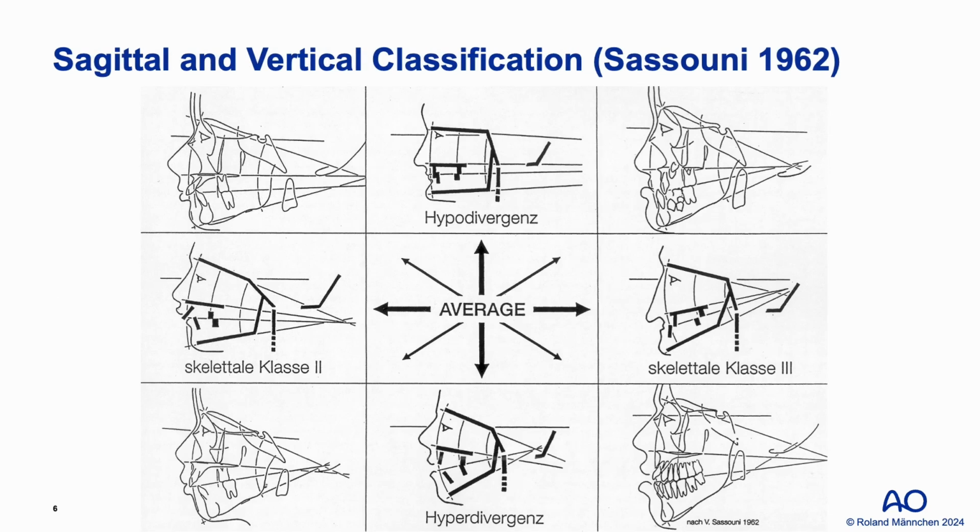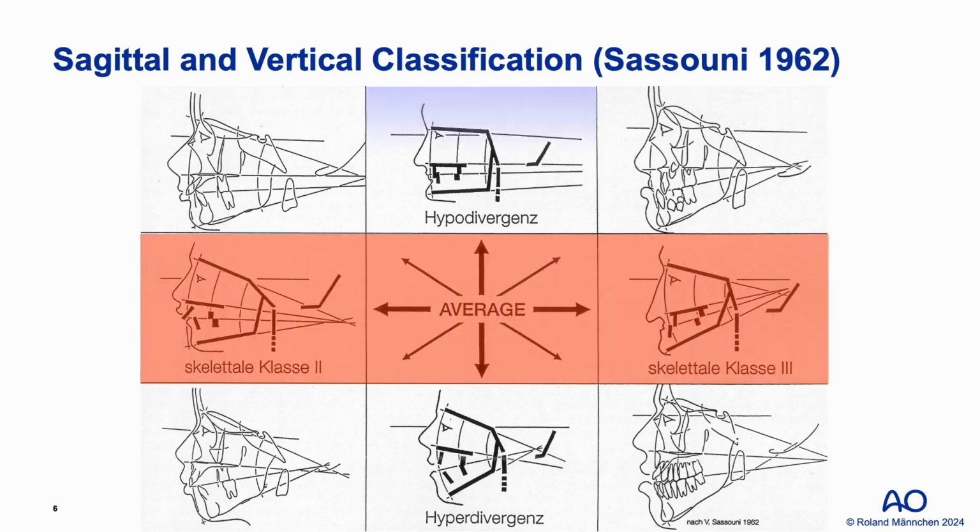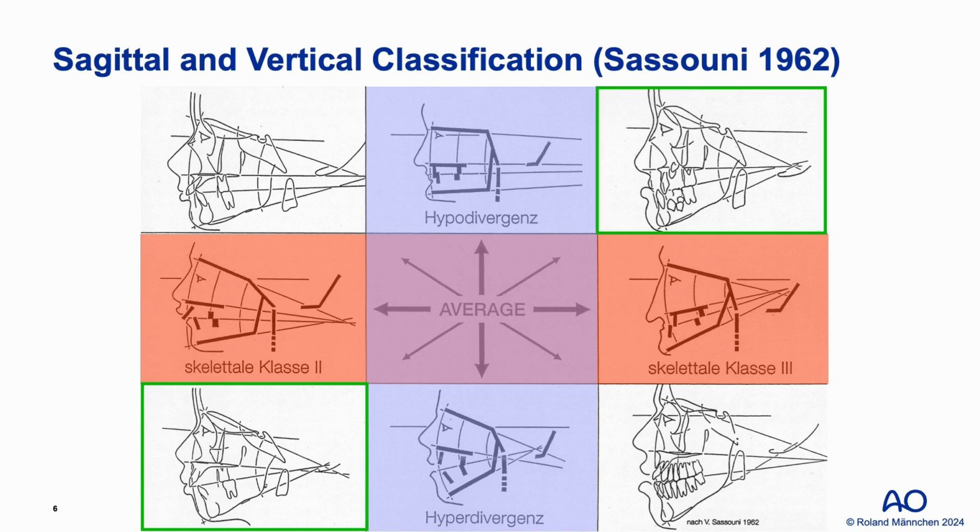Concerning the type of malocclusion, this quite old illustration by Sassouni is very helpful. It depicts in red the sagittal and in blue the vertical deviations. And there are 4 possible combinations of the two in the 4 corners. There are 2 good and 2 bad corners. Good is the combination of class 2 and hyperdivergency.